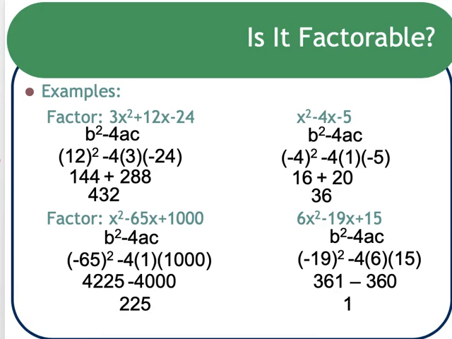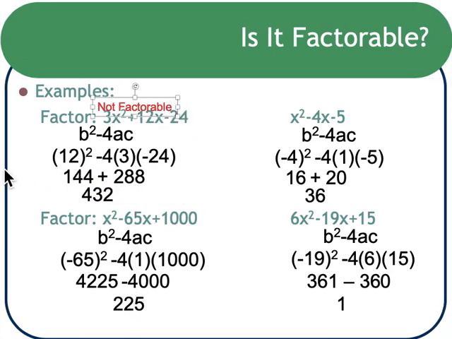So these are the numbers that I got as I calculated them. 432 for the first polynomial, 225 for the one underneath that, 36 and 1. And the only one of these numbers that's not a perfect square is this guy right here, 432. So this one can't be factored, but all the other 3 can.